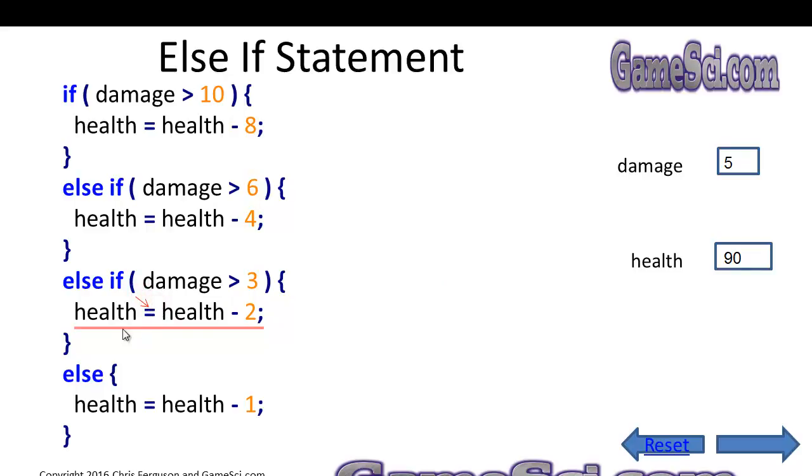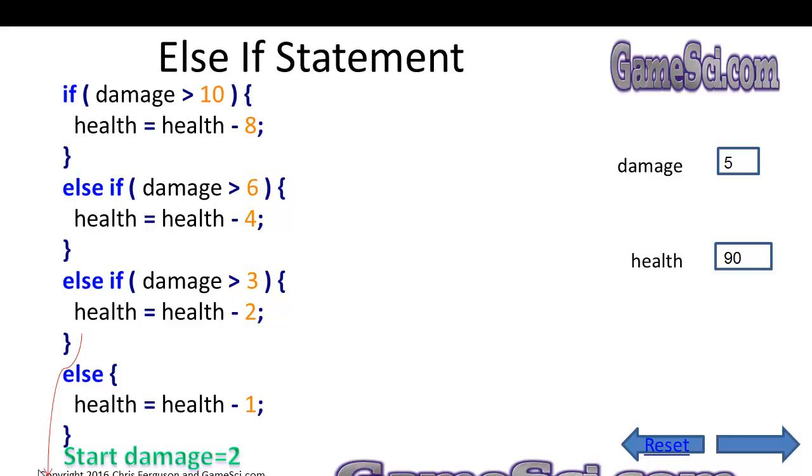We're going to go down and do our health equals health minus 2. And you can see our health value changed from 92 to 90. Health went down by 2. Now, if the if was true and we executed the code in the if block, what happens next? We skip this else. Now remember, this if was true, so we executed that code here, and as always, when the if is true, we skip the else and we leave the block.